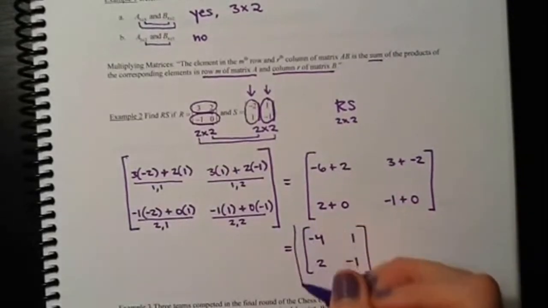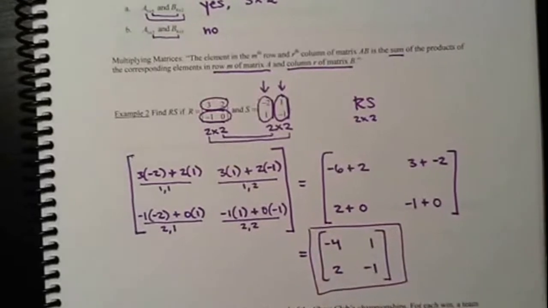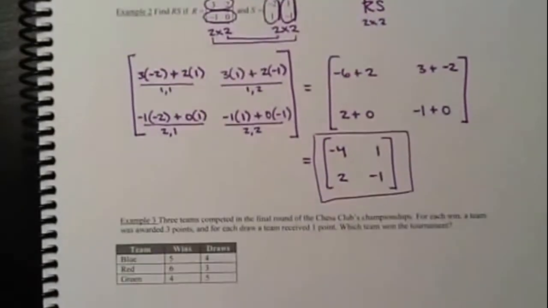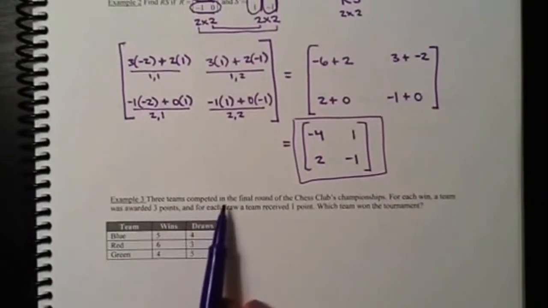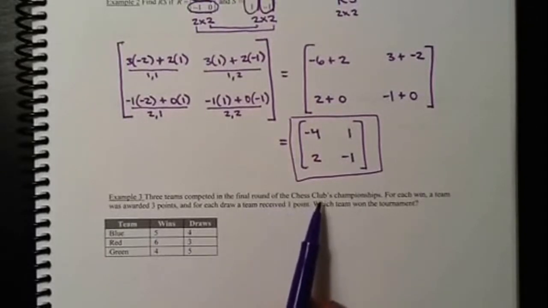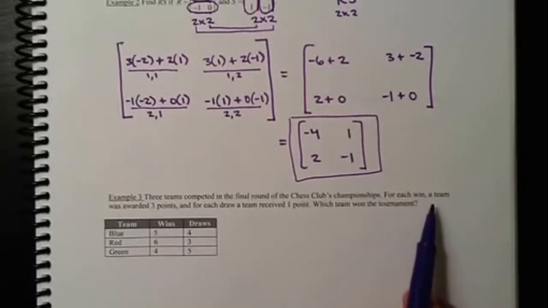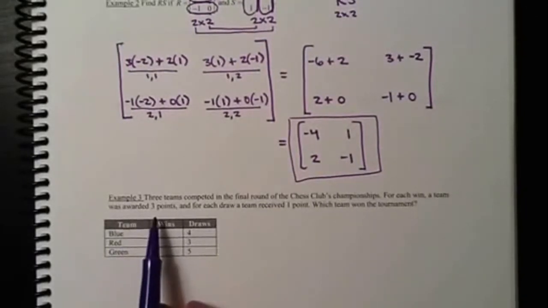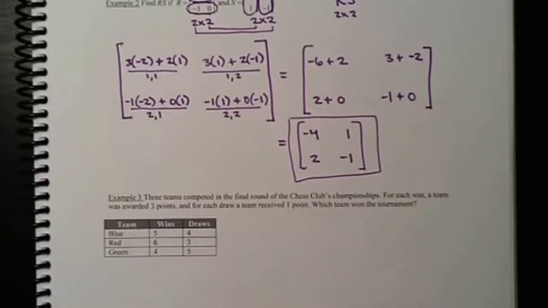All right, so we've got that answer. Let's move down to the next one. We've got a bit of a story problem. It says 3 teams competed in the final round of the chess club championships. For each win, a team was awarded 3 points, and for each draw, a team received 1 point. Which team won the tournament?